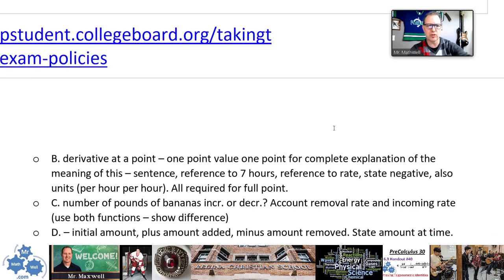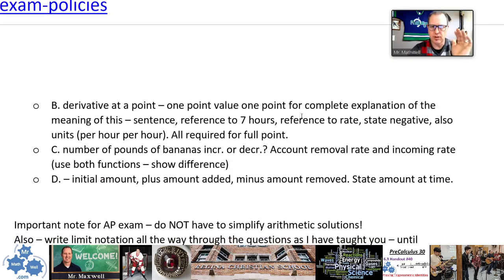I'm not going to go through this question too much more, but here are some notes, the things that you need for frequent free response questions. You need the numbers, the proper decimal places, units, and an explanation of the meaning, including a full explanation of the meaning and units. All of that is required for a full point.